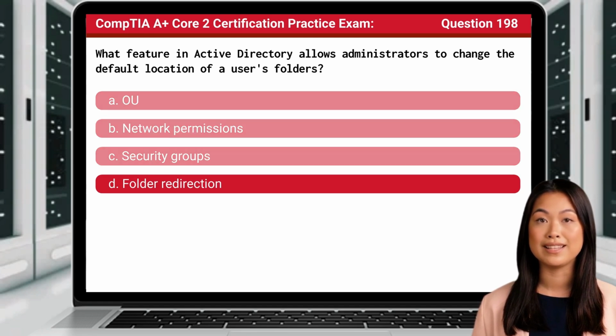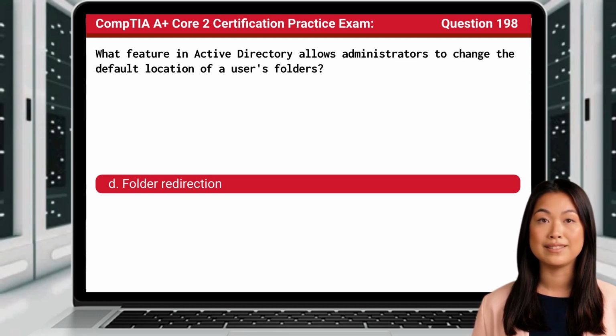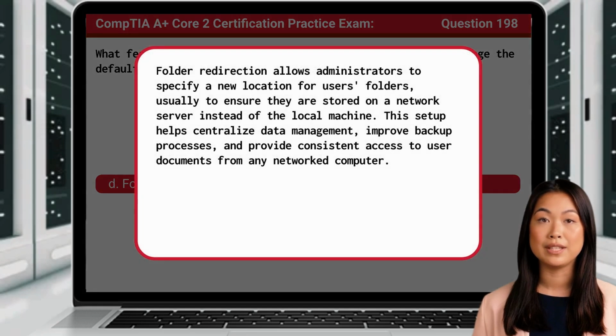The answer is D. Folder redirection. Folder redirection allows administrators to specify a new location for users' folders, usually to ensure they are stored on a network server instead of the local machine. This setup helps centralize data management, improve backup processes, and provide consistent access to user documents from any networked computer.